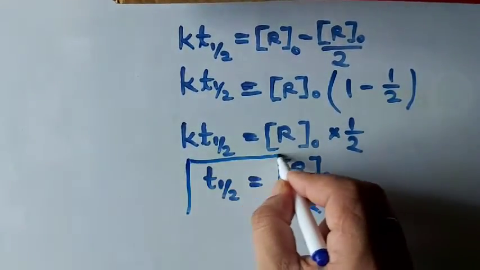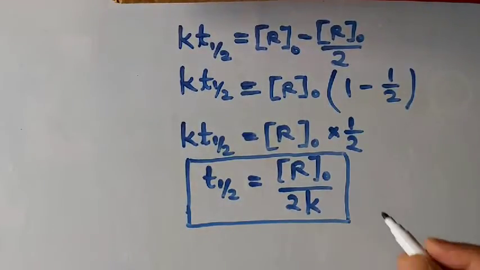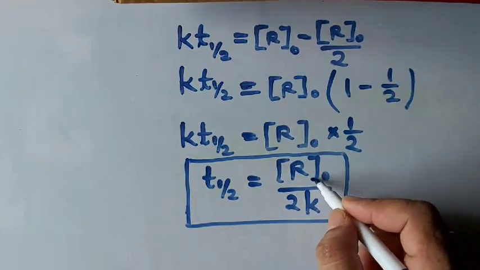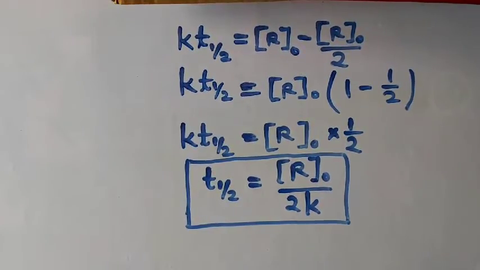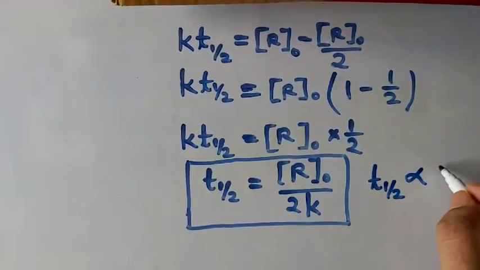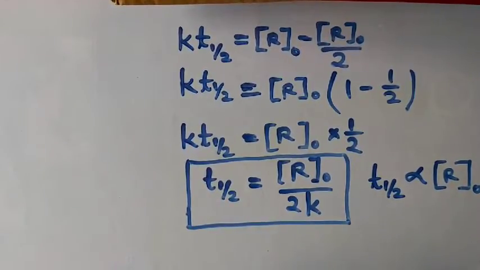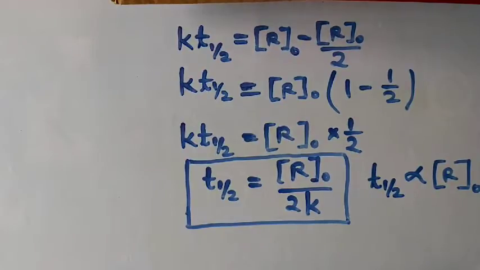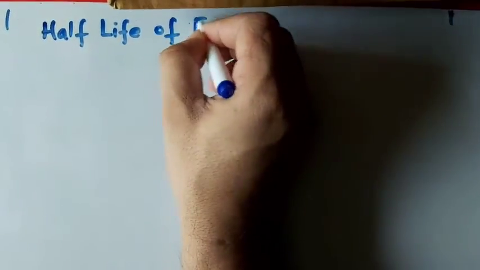This is T half for a zero order reaction, and it is visible that the initial concentration plays an important role in this case, which means that T half is proportional to initial concentration. Now let's see half-life of first order reaction.